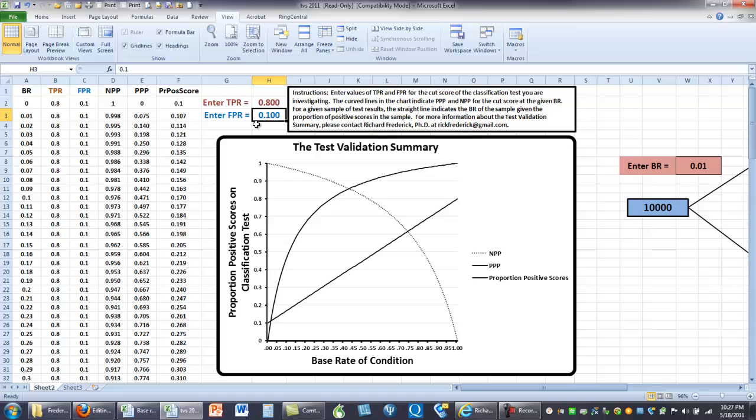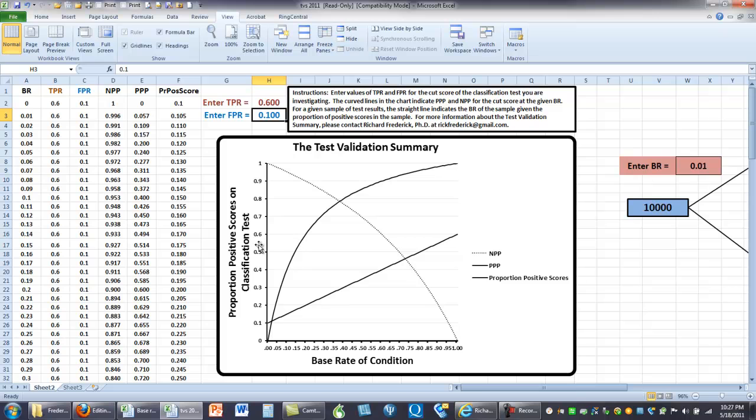But let's say that you're giving a test and you say, okay, I think that the false positive rate is 10% and the true positive rate is 60%. Okay, so that looks something like this, and you give your test to 100 people, and you find that the proportion of positive test scores is 15%. 15% of the people in your sample have a positive test score.